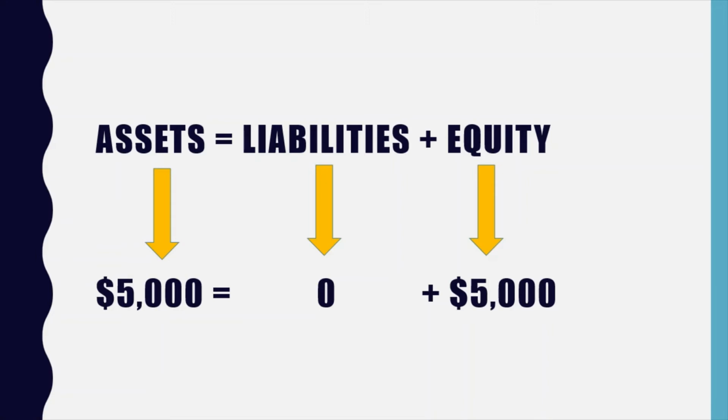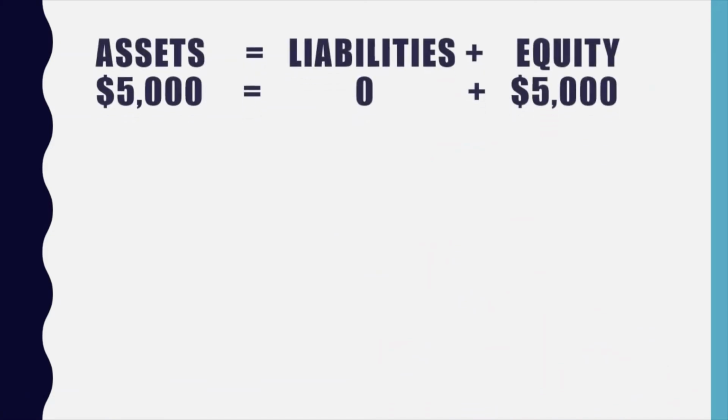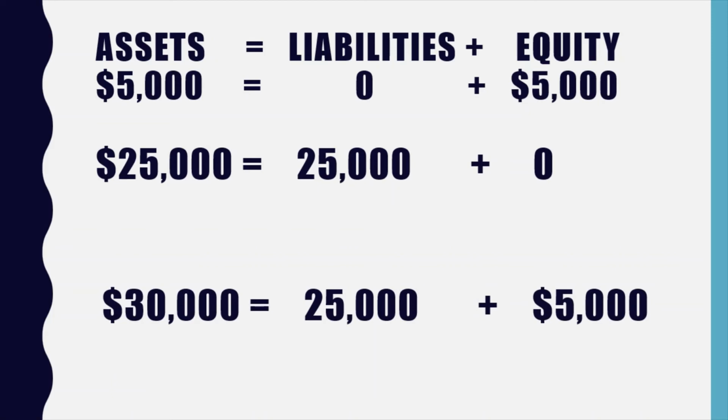On February 15 of 2020, Jacobcito Cat Services acquires a truck for $25,000. The business only has $5,000 in the bank account, so they decide to finance the whole amount. Let's add this transaction into our equation. We're adding a truck for $25,000, and then we will have $25,000 of liabilities. That means that our total assets are going to be $30,000 equals liabilities $25,000 and equity we have $5,000.